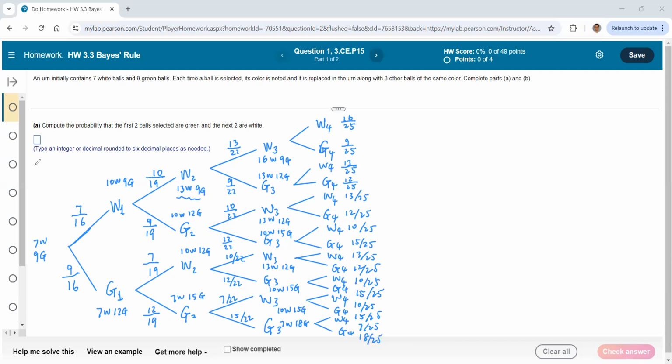So what do I have here? What am I looking for? Compute the probability that the first 2 balls selected are green and next 2 white. Okay, so the first 2 are green, so green, green, and next 2 white, white. It's an intersection of all 4 situations, so you use the product rule for these 4 sets, and then we would get the answer, just multiply, it's a product rule.